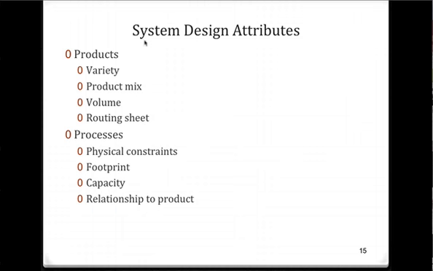Attributes that you want to consider in your total system design, of course, are products, which we mentioned before, can be highly variable. The mix of products, so what percentage of all the products does that product consist of? Then the volume, how much of that particular product is actually being produced in some time frame, and of course the routing sheet, which corresponds to the material flow process chart. The processes, as we know, have physical constraints, which will end up being a footprint in our facility. They have a certain amount of capacity to produce parts at that location, and there's a relationship, as we've seen, to the product based upon the material flow process chart.